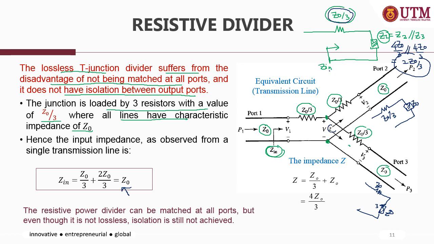Alright, so the impedance Z at this point, as I mentioned, is equal to ZL here. So Z2 in parallel to Z3 is equal to 4Z0 over 3. So the system is reciprocal. When you look at this point, Z2 for example, it is Z0 over 3 plus the Z over here, in this case the ZL from port 1 plus the ZL from port 3, which yields the same value because all parameters have the same values. So the resistive power divider can be matched at all ports, but even though it is not lossless, isolation is still a problem for a resistive power divider. However, it improves the condition of the T-junction, where all ports cannot be matched simultaneously.